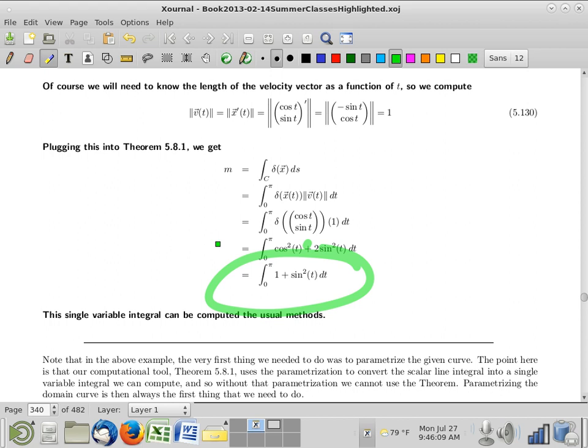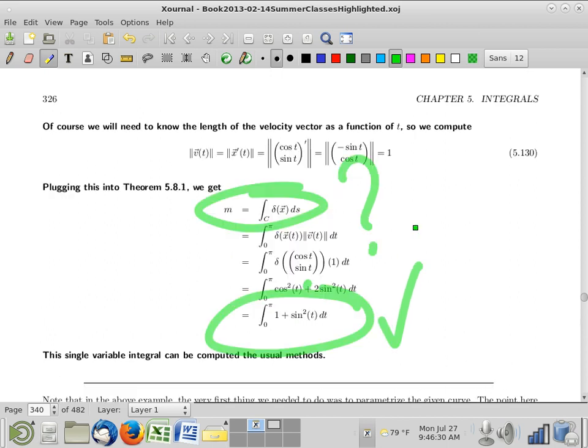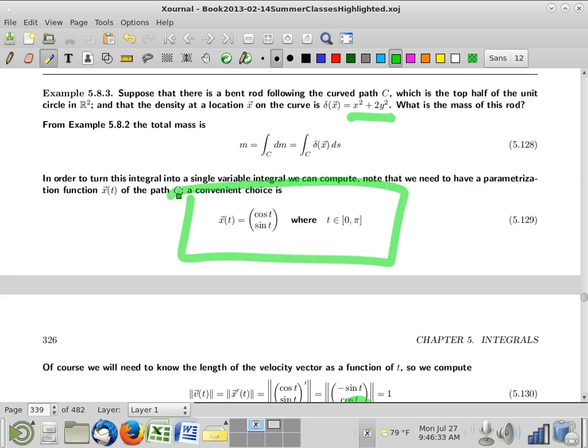Everybody on board? See how that works? Notice we turned a brand new dimensionally awkward Riemann sum into a good old-fashioned single variable integral. And it's just following the formula. And all of what we've done here, all of the plugging in, comes straight out of the parameterization. How are we doing?